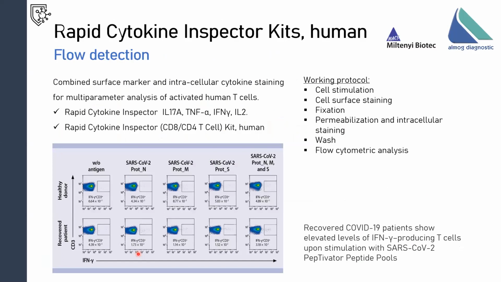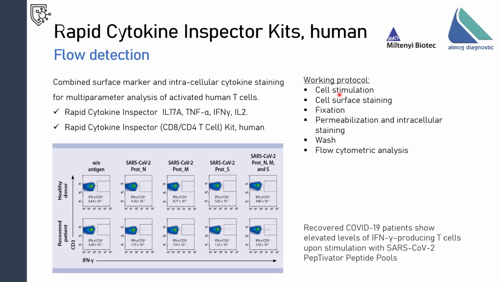Now, another secretion system that can be used in order to identify those cells is called the Rapid Cytokine Inspector kit. Here you also restimulate your cells. After the stimulation, you perform an inhibition. A Golgi inhibitor is added to the sample, so you're actually allowing the cells to accumulate the cytokines inside. In this kit, the staining is an outer, cell surface staining, and also an inside staining. The inside stain is of those cytokines that have been accumulated.